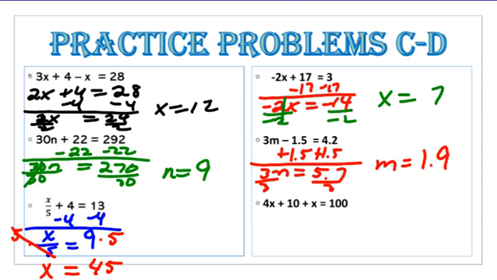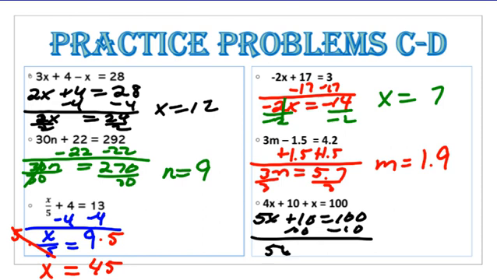And the final problem, 4x plus 10 plus x equals 100. 4x plus 1x is 5x. Plus 10 equals 100. Get 5x by itself, I subtract 10 on both sides. 5x equals 90. To get x completely by itself, divide by 5. X would have to equal 18.